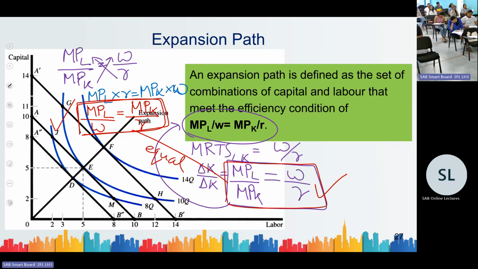So expansion path is defined as the set of combinations. It combines different optimum input combinations that produce different output levels.